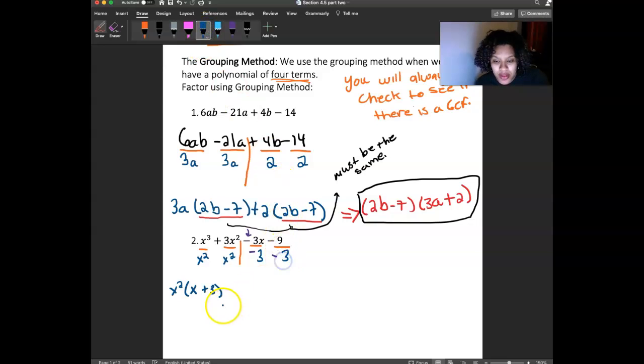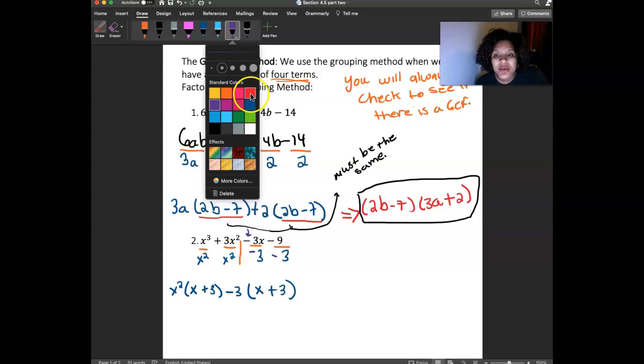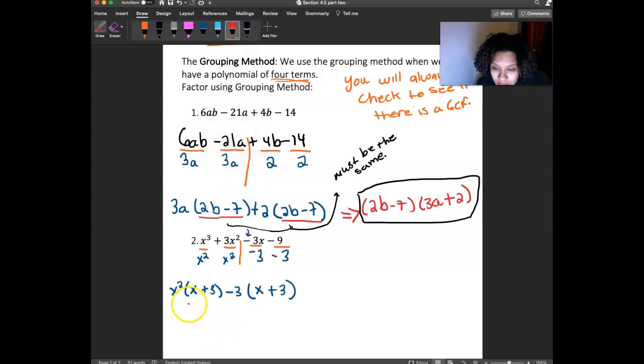All right, so then the negative comes here. And you're left with x. Negative 9 divided by negative 3 gives you positive 3. You notice that this binomial and this binomial are the same. So yes, which means you're going to take 1 out. And the leftovers is x squared minus 3. And that's it for the grouping method.